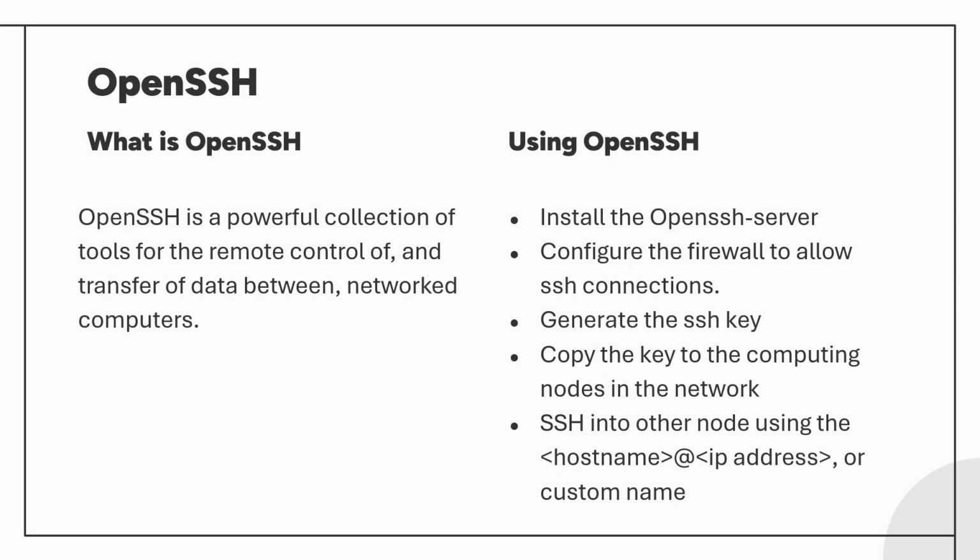legacy tools. To use OpenSSH, we would need to install the OpenSSH server and configure the firewall to allow SSH connections. Next, we generate the SSH key and copy the key to the computing nodes on the network. We have used a passwordless configuration for SSH for easier access to computing nodes.